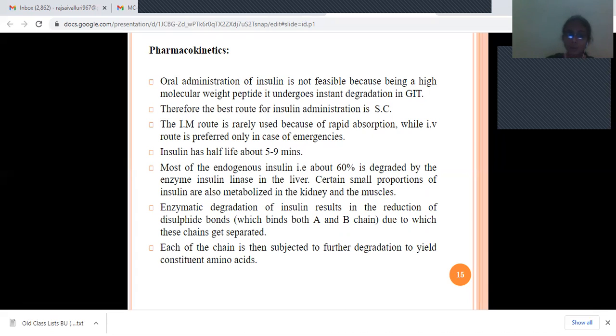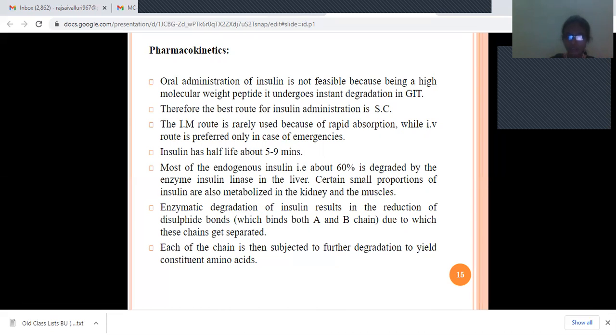Its half-life is 5 to 9 minutes, and 60% of endogenous insulin is degraded by the enzyme insulinase in the liver. A certain proportion of insulin is metabolized in the kidney and the muscle. The enzymatic degradation of insulin results in the reduction of the disulfide bonds, due to which the chains get separated. Because the disulfide bonds are broken, each of the chains is subjected to further degradation to constitute amino acids.